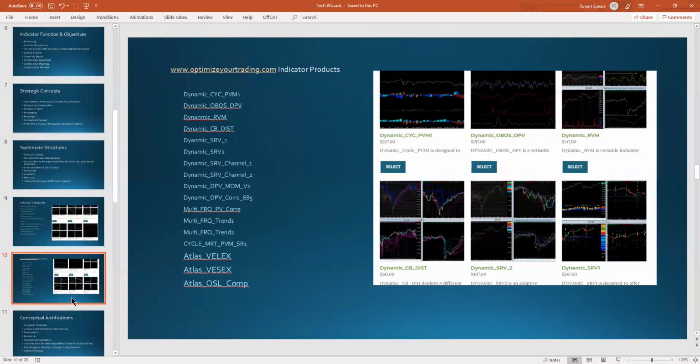And then the Atlas products, the three Atlas products down at the bottom, are used along with some of our signal services. And so that's a really in-depth market classification method.